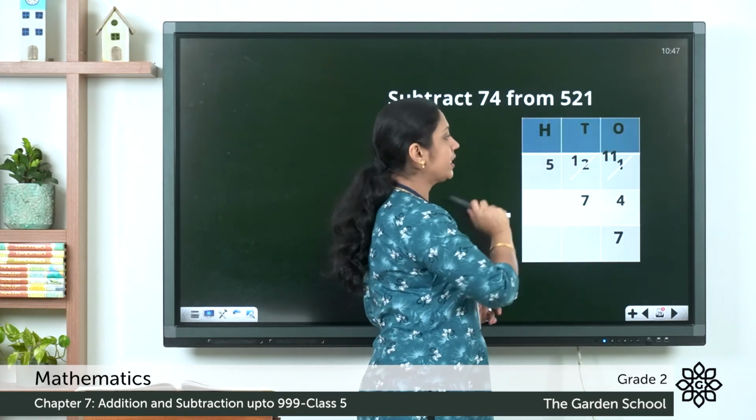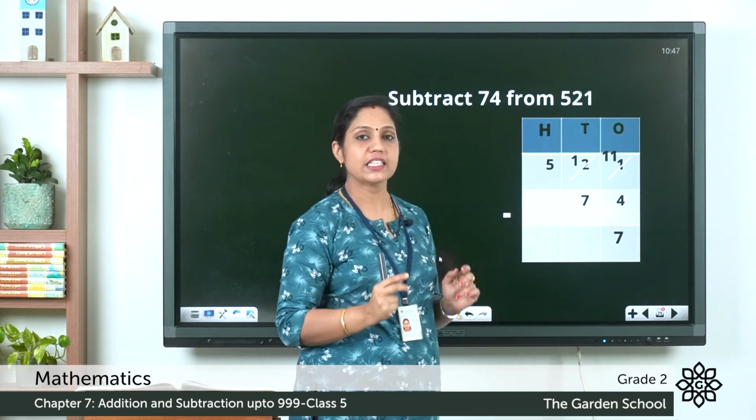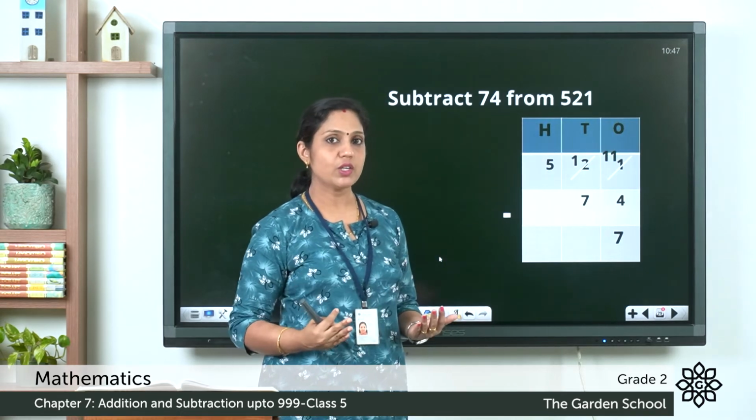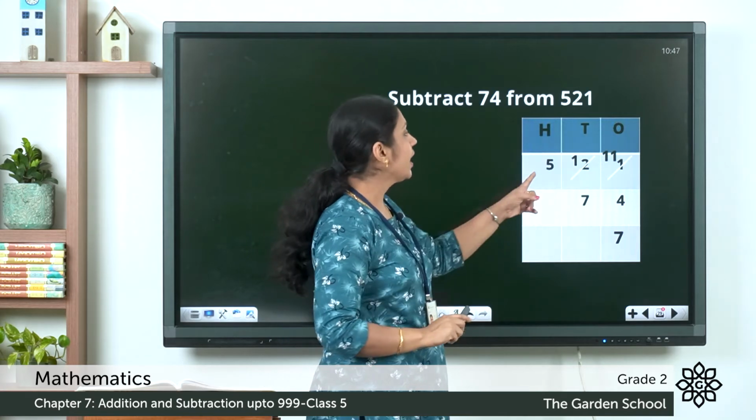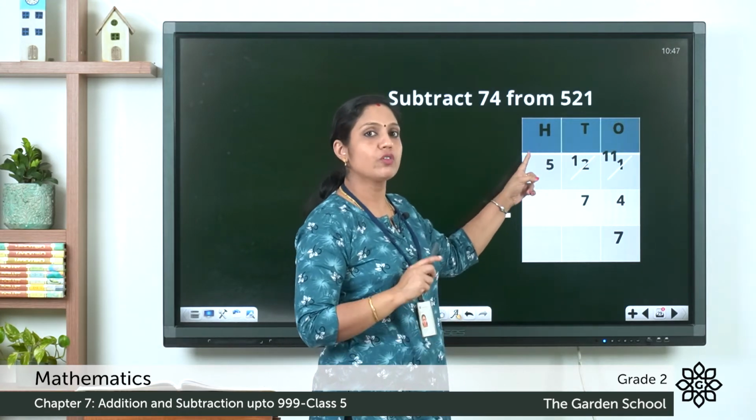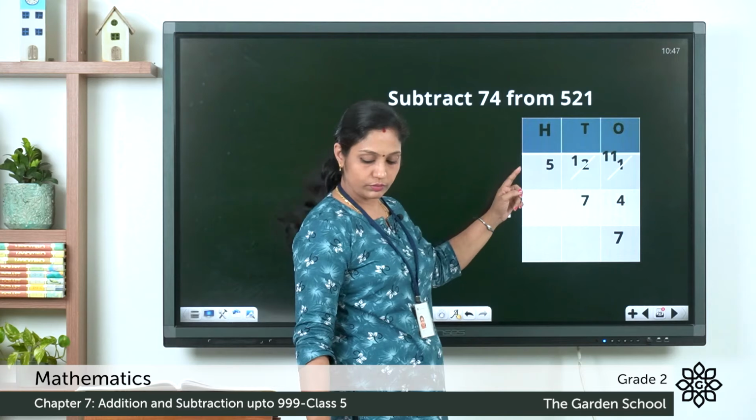Now we'll move on to the tens place. Now we have 1 minus 7 in the tens place. So are we able to subtract? No. Then what do we have to do? We have to move to the hundreds place. In the hundreds place we have 5. So we'll borrow from 5.